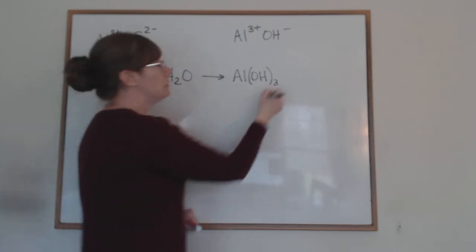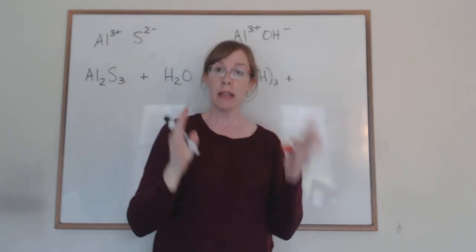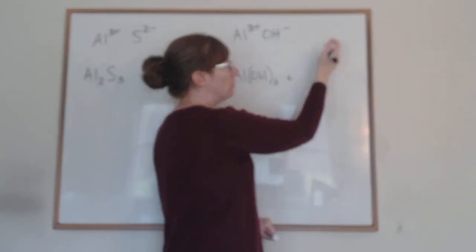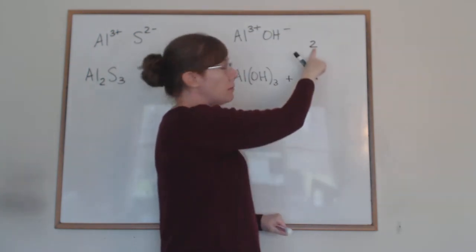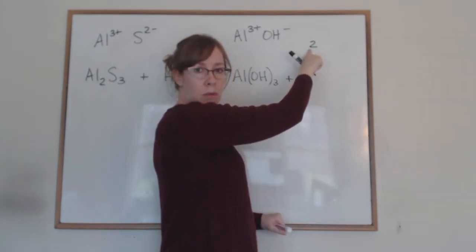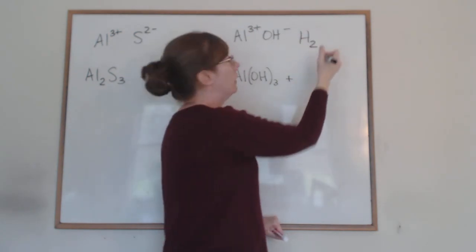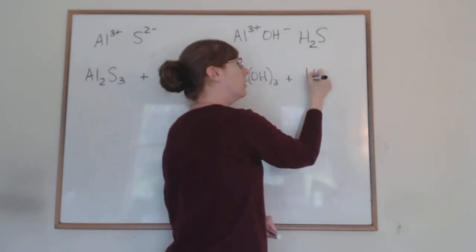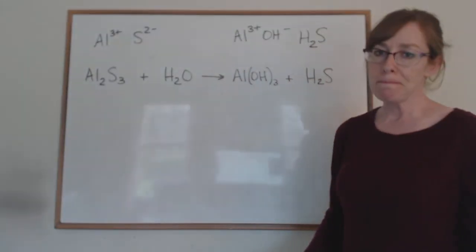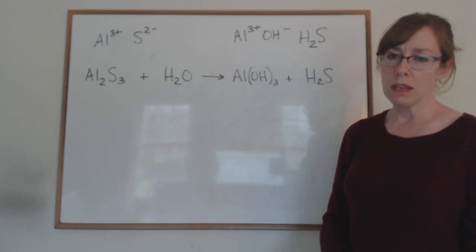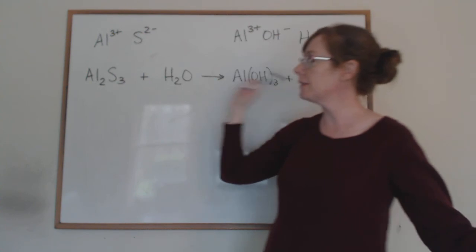And dihydrogen monosulfide. Okay, I see prefixes. That means we have a molecular compound, and the prefixes are just there to tell me how many of each thing. So di means 2. Dihydrogen, monosulfide, 1 sulfur. And so that is dihydrogen monosulfide. The balanced chemical equation. So those are all the species. Now I just have to balance it.